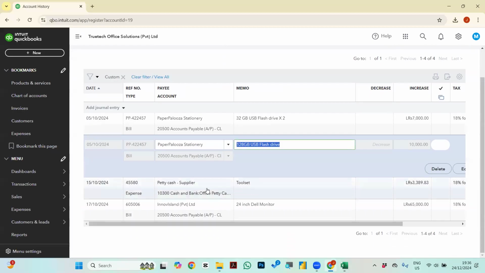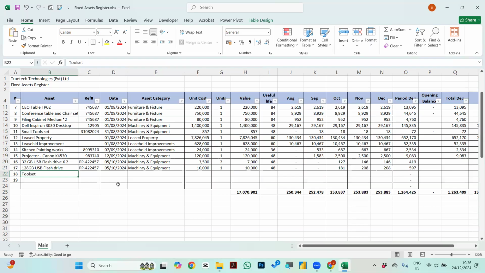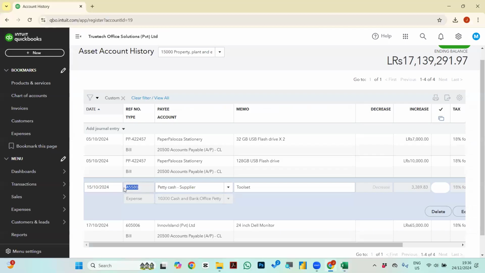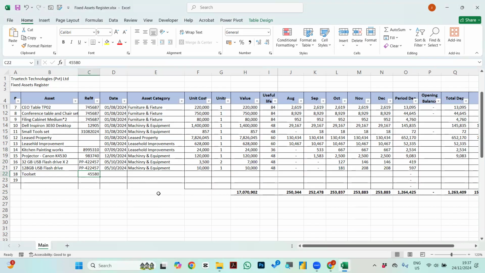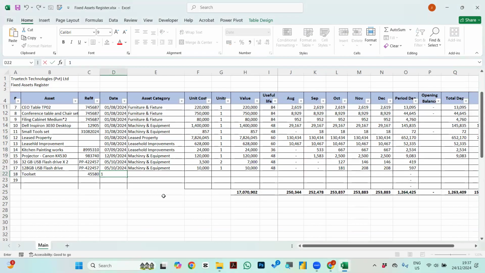Next one, we have got a tool set. We bought a tool set for us. It's 3,389. So I'm going to say it's just a tool set. Where did you buy? It is the bill number. You can put it if there's a payment number or something. When did we buy? 15th of October. I'm going to say we bought it on 15th of October.